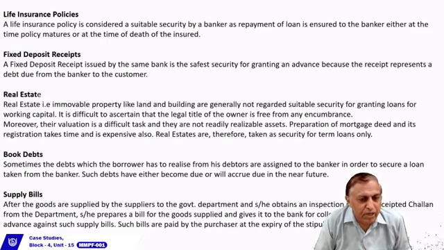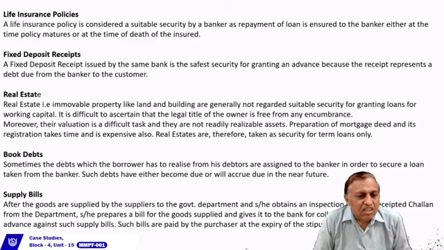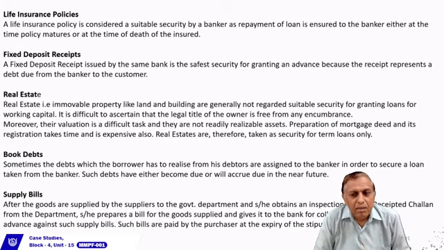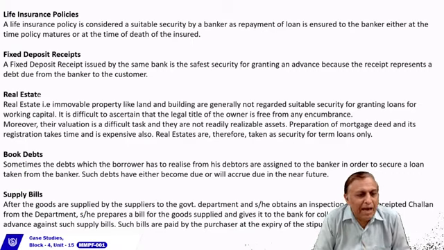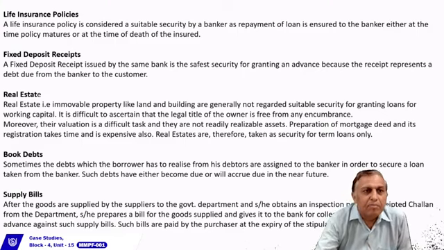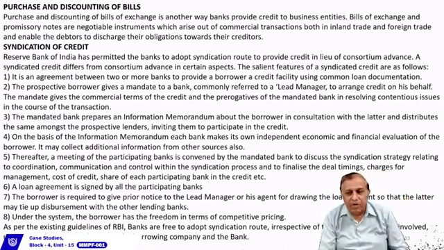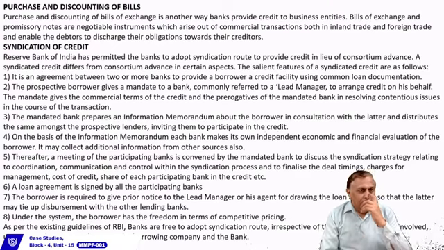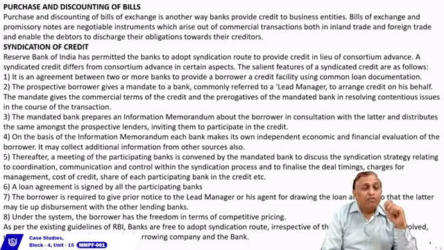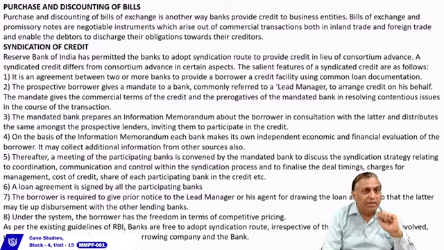Supply bills. When you get the supply bills from the government and you give them all those bills for collection to the bank, you get the money in advance, and such bills are paid by the purchaser at the expiry of the stipulated period. Purchase and discount of bills. When you get the bill, you get a discount as well from the bank before the due date.